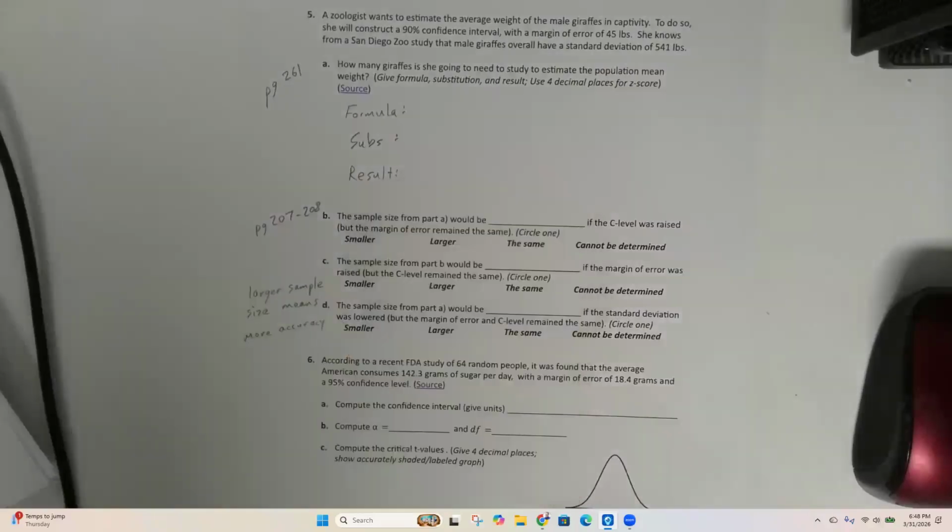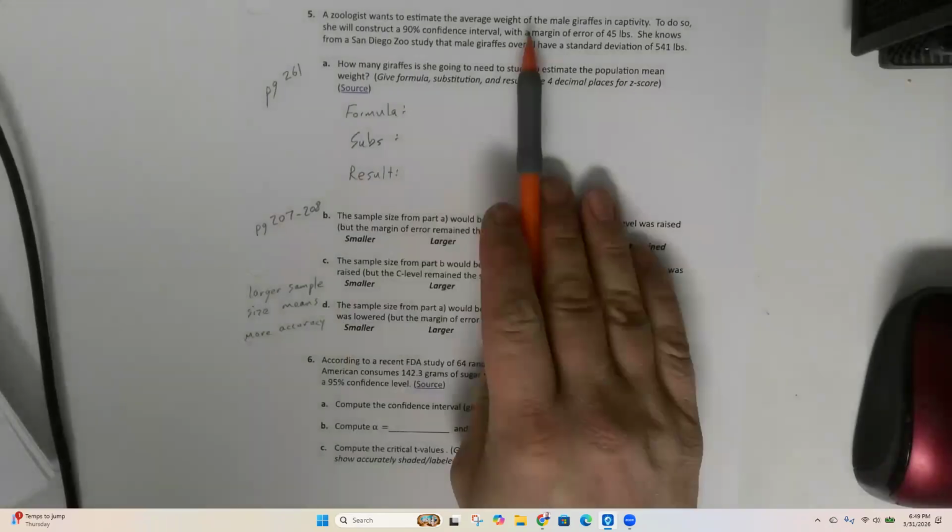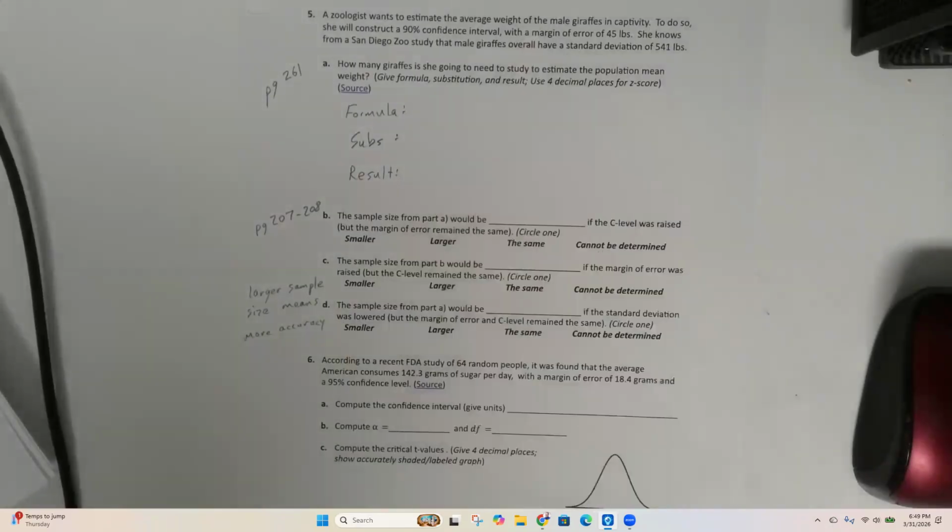Now that does bring up the point that if a larger sample size is better, why don't you just always use the largest sample size you possibly can? And it's because it's expensive. In this case, I'm weighing giraffes. I don't know how difficult it is to weigh a giraffe, but it doesn't sound like fun. Do you have to tranquilize them? I don't even know. The reason you can't just sample everyone is because it's not easy to do.